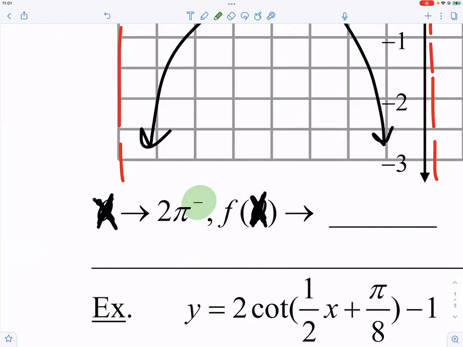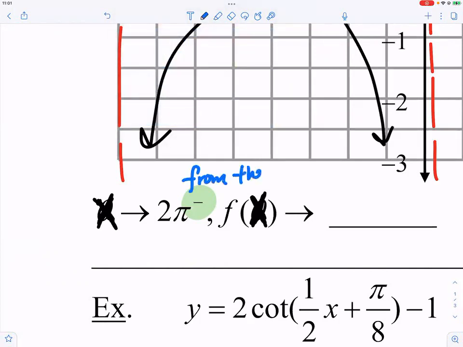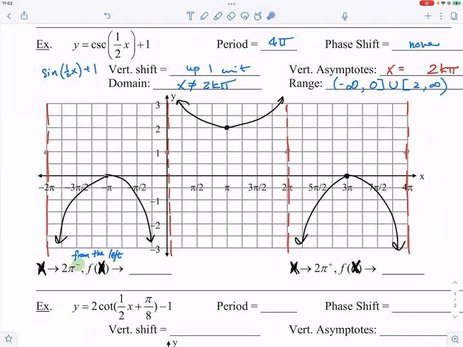It is, you can write this down if you forgot. It means from the left. Okay. So what we're saying is, hey guys, x is going to 2 pi from the left. X is going to 2 pi from the left. What is the function value? So we say, all right, let's look at the graph. Okay, you can go ahead and use your finger to trace the graph. So we are going from the left to approach 2 pi. Where's it going to? Positive infinity.